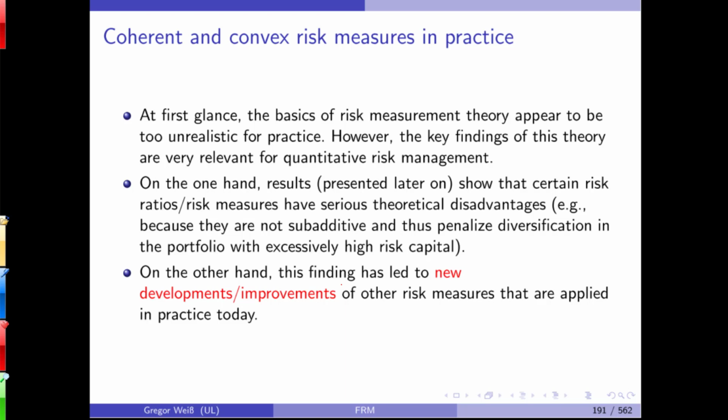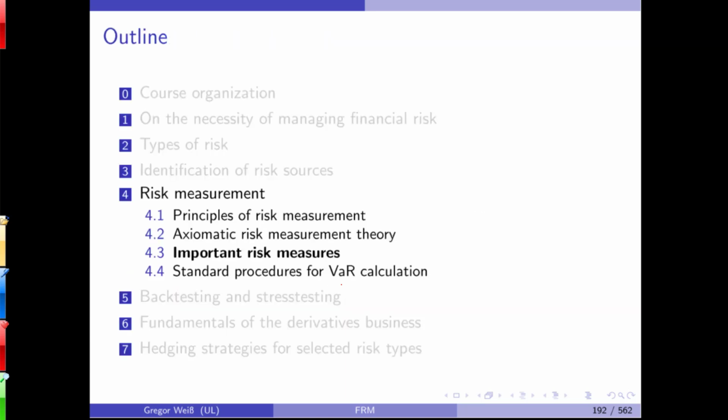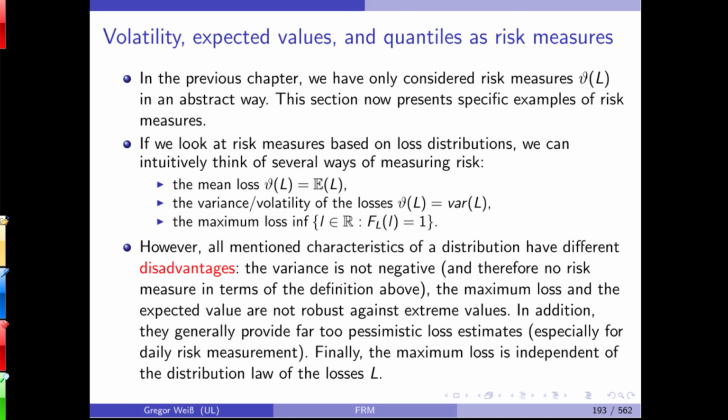And last but not least, the mathematicians working on this field, they found that some very popular risk measures are actually not coherent. And it led to the development of additional risk metrics that are used by regulators nowadays that are, in contrast, coherent. So let's look at some of these risk measures.